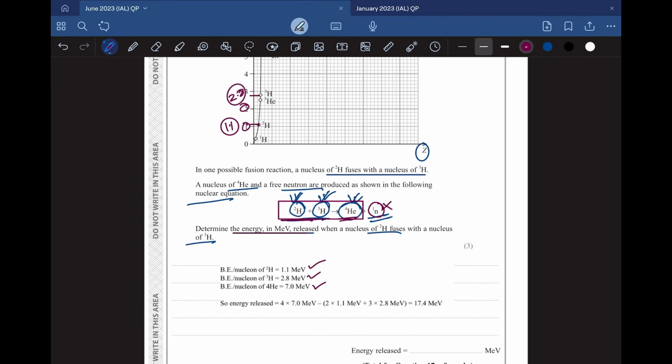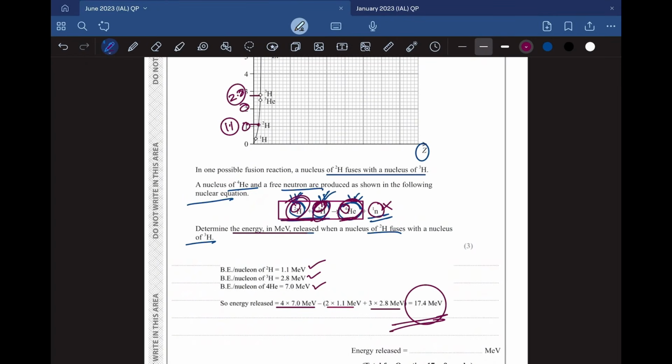So we'll subtract the reactants' value from the product. So 4, we'll have to take this 4 into consideration as well. Don't ever forget to take this into consideration because there were 4 helium nuclei. So 4 into 7 MeV, minus 2 into 1.1 MeV, plus this 3 into 2.8 MeV, which will give us a value of 17.4 MeV.